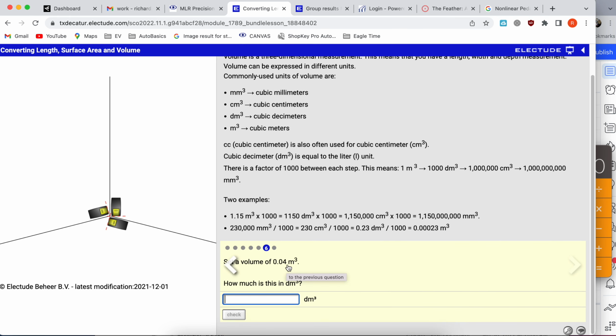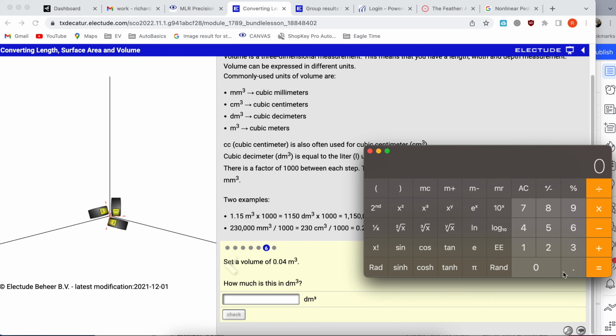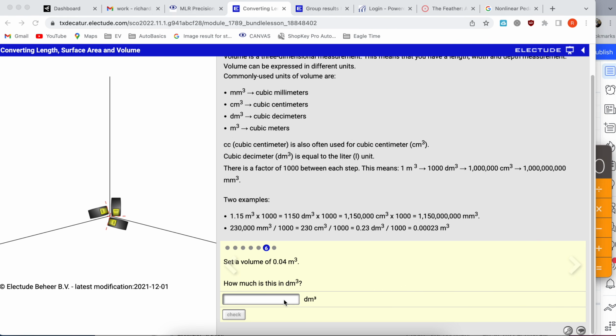Finally, they tell you to set a volume of 0.04 cubic meters, and they ask you how much this is in decimeters. First, answer the question. So 0.04 cubic meters to decimeters, we need to multiply by 1,000. If you're not sure on how to do that, you can do 0.04 times 1,000, and that will give you 40.